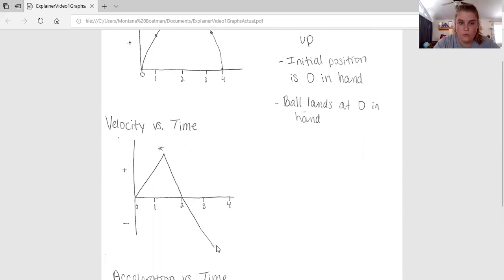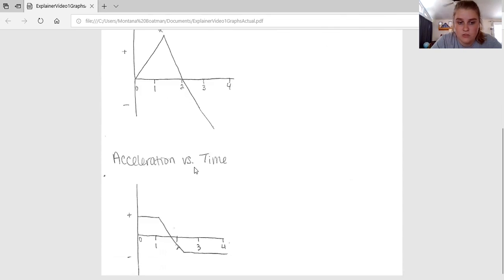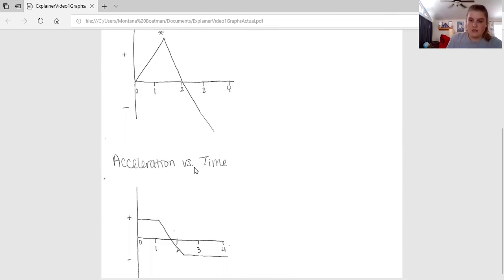So with the velocity being constant, this helps us to show the acceleration versus time graph, which I've shown right here. Because we have a positive slope on the velocity graph, that means we have a positive acceleration, but it's also constant. So we have a straight line here.